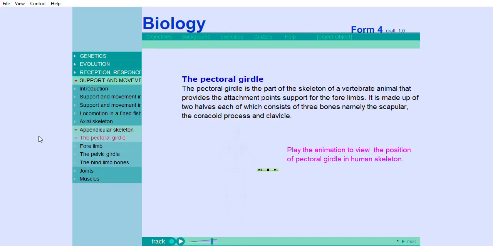The pectoral girdle. The pectoral girdle is the part of the skeleton of a vertebrate animal that provides the attachment point support for the forelimbs. It is made up of two halves, each of which consists of three bones, namely the scapula, the coracoid process, and clavicle. Play the animation to view the position of the pectoral girdle in the human skeleton.